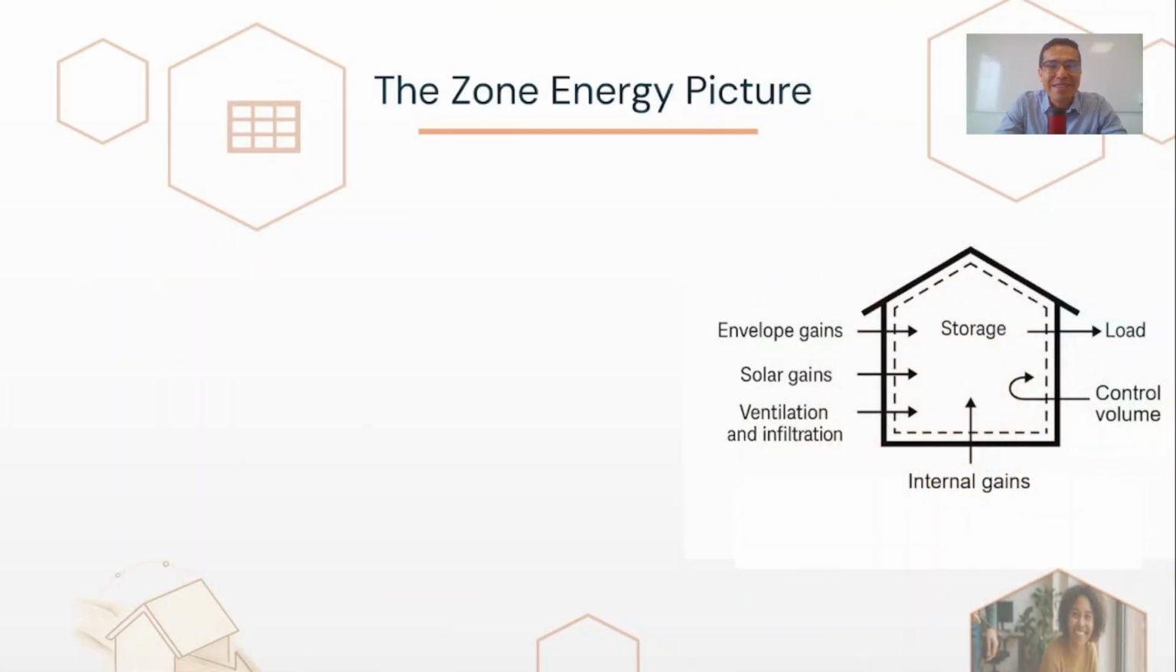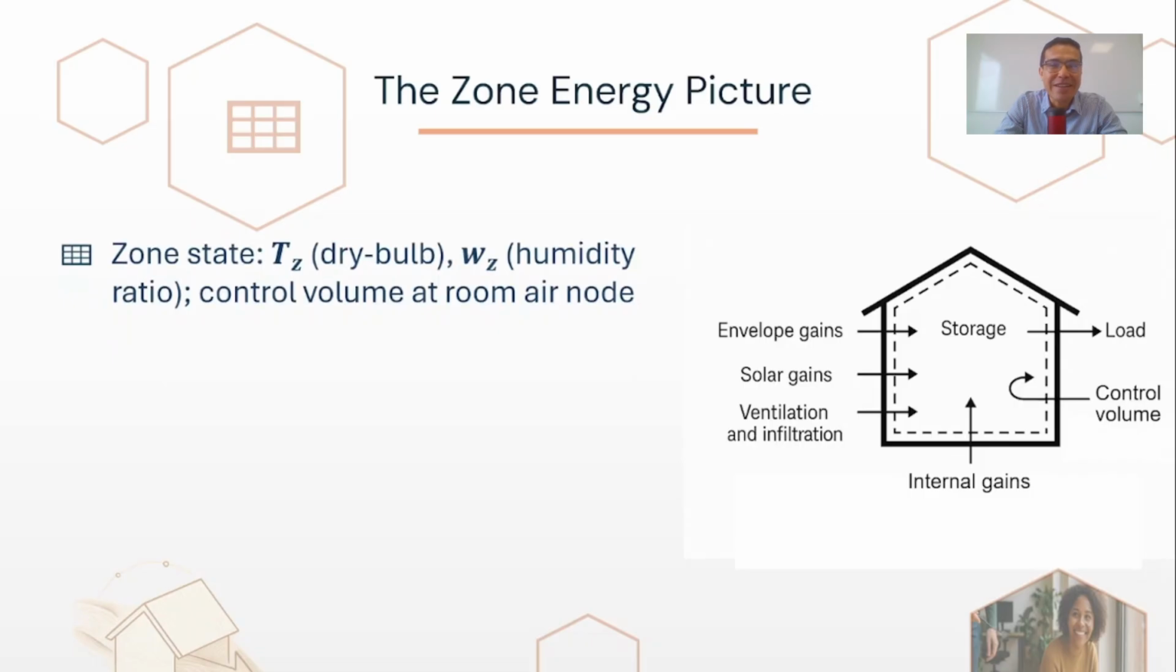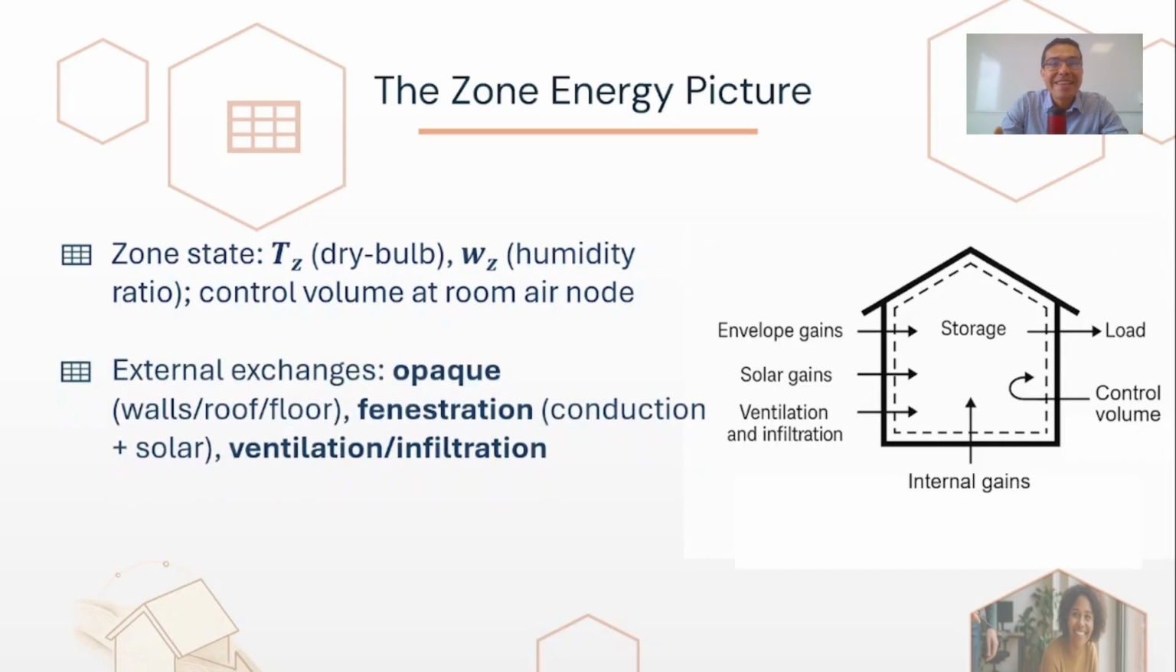The first step is to define our control volume. Think of the room air as a central hub where we track everything. We use two simple variables to define its state: its temperature, Tc, and its moisture content or humidity ratio, that is Wc. From here, we can see two main types of exchanges.